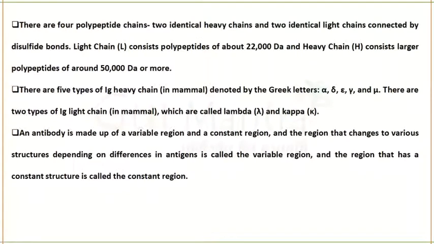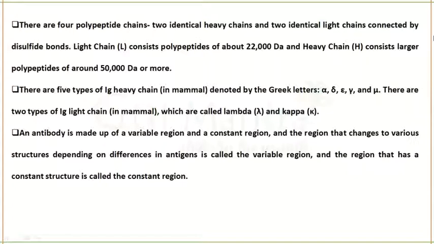There are four polypeptide chains: two heavy chains and two light chains, which are connected with each other using disulfide bonds. The light chain will have polypeptides of about 22,000 Dalton. You should know this, very important. The light chain is 22 kilodalton. You can say it as 22,000 Dalton or 22 kilodalton. The heavy chain will be 50 kilodalton. Remember this important point.